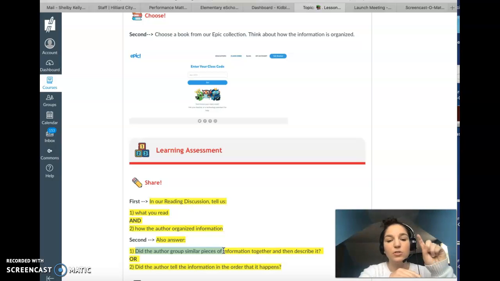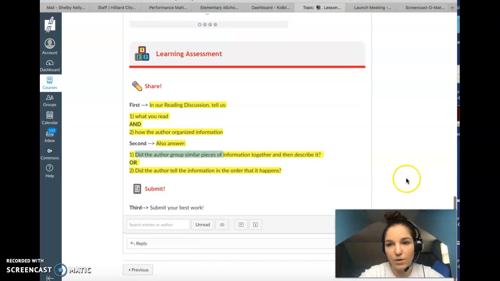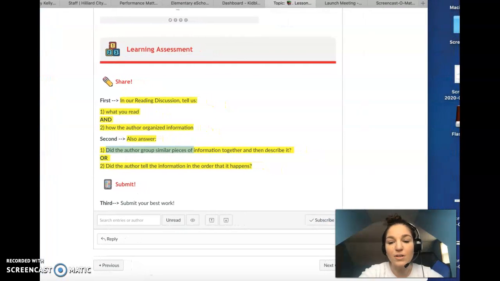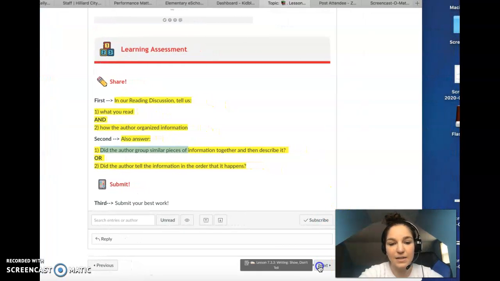So you're going to tell us what you read, how the author organized the information, and tell us if they organized it in similar pieces of information together, or if the author told the information in order from when it happened. So that's reading for today. Remember, you are not submitting anything.